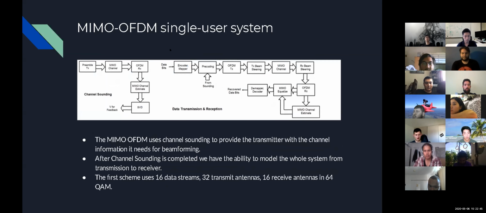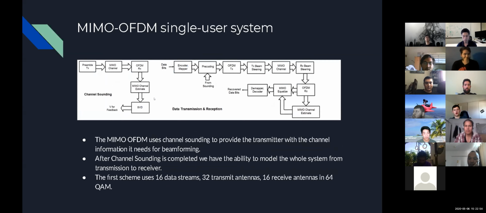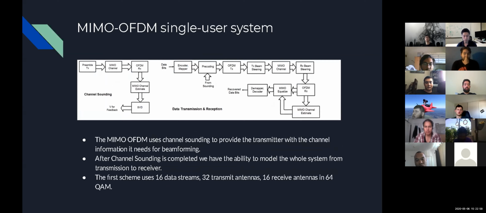So we can see that this specific scheme uses channel coding and channel sounding, which I talked about in my last presentation, that provides the transmitter with the channel information needed for beamforming. And after the channel sounding is completed, we have the ability to model the whole system in terms of the transmission and the receiver.